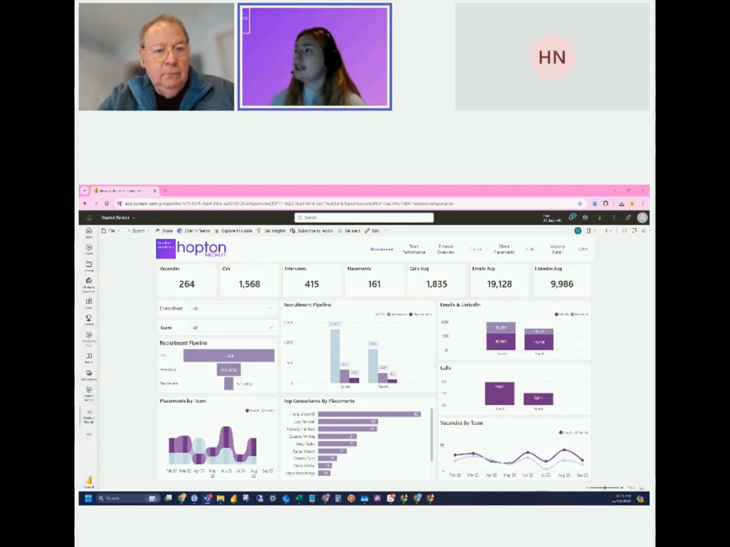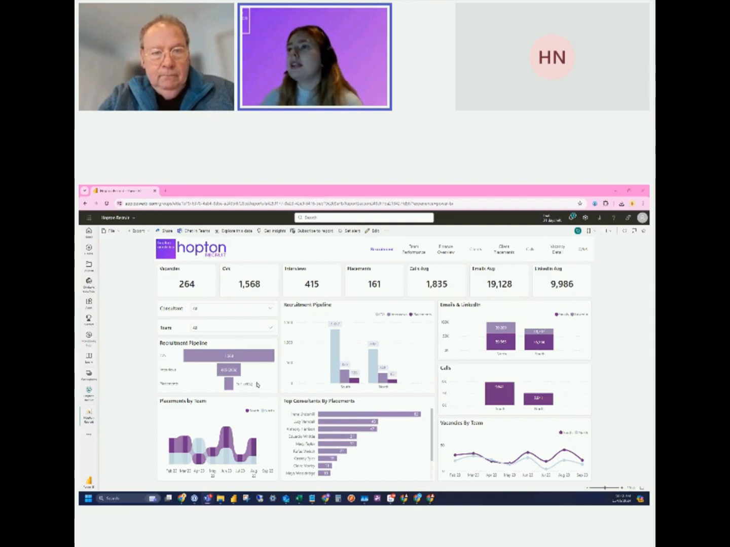So this page that we're looking at here is a team overview. We've got this page configured to look at a 6-monthly period, but really it could be any date range that you like, whether you want to see the last 30 days, 90 days, or year. We've got our key stats up the top here. How many vacancies have we had throughout that time? How many CVs were we submitting? Interviews, placements, calls, emails, and LinkedIn hits, things like that. So this is giving you a really good oversight of the key stats during this period.